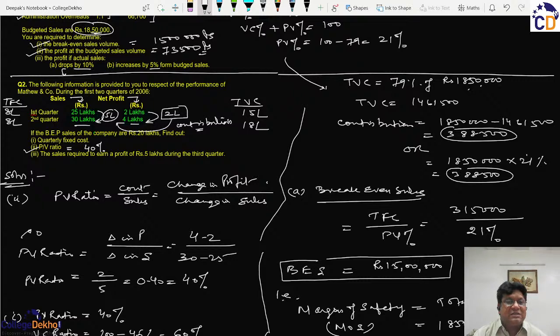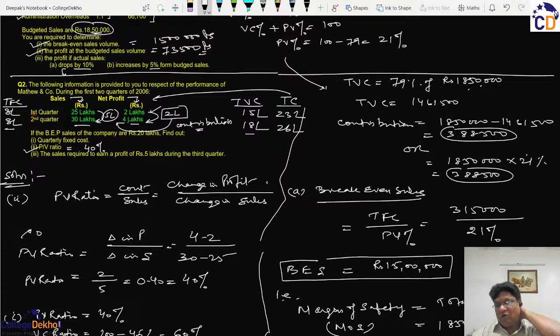So you can easily see the total fixed cost of 8 lakhs and the variable cost of 18 lakhs give the total cost, which was 23 lakhs here and 26 lakhs here, and it justifies the figure of the profit. Sales of 25 lakhs deducted by total cost of 23 lakhs gives the profit of 2 lakhs, and the quarterly sales of 30 lakhs deducted by the total cost of 26 lakhs gives the profit of 4 lakhs.